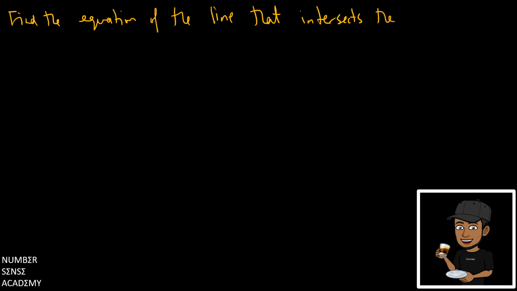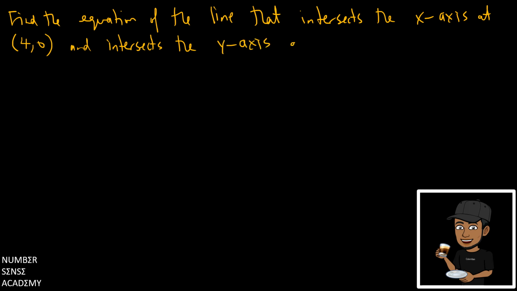Next example, find the equation of the line that intersects the x-axis at 4, 0 and intersects the y-axis at 0, 4. Okay, so we have 2 points.